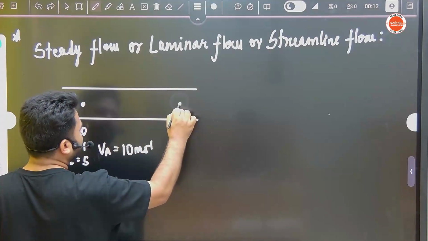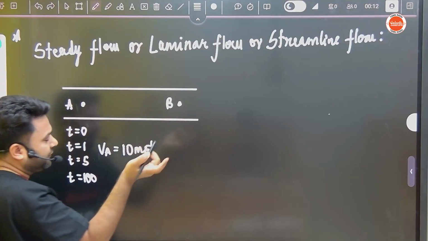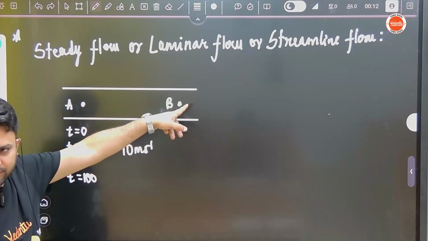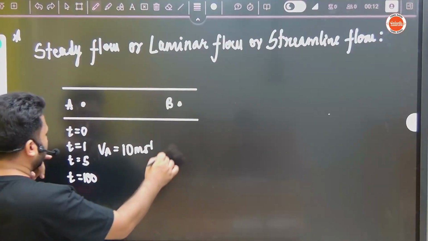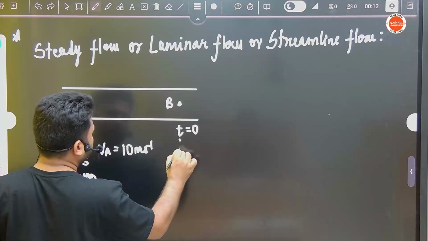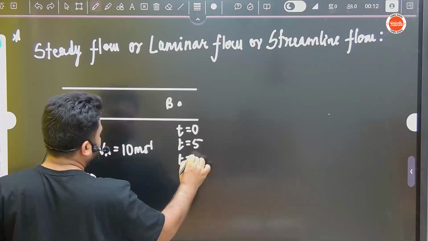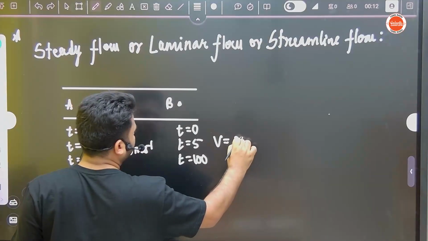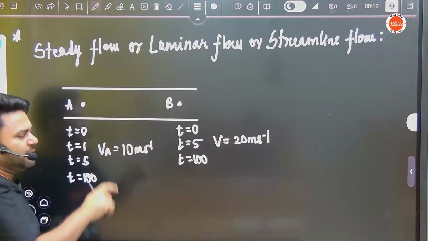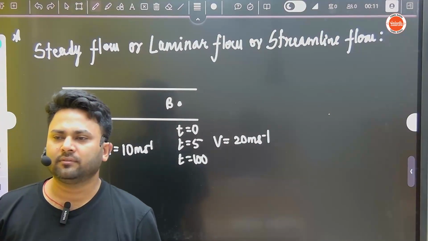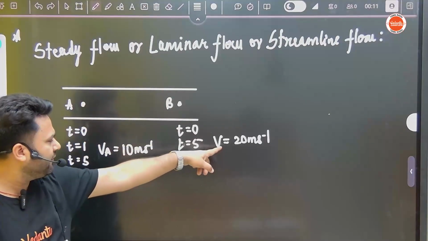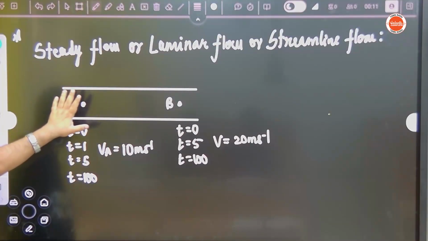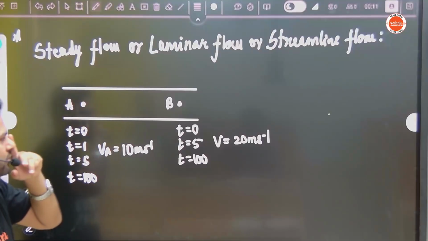Here velocity can change at different points. Different points may have different velocities. Suppose this velocity is 20 meters per second. At t equals 0, at t equals 5 seconds, at t equals 100 seconds, the velocity has to remain constant at 20 meters per second. So two different points may have different velocities: this is 10, this is 20. But with respect to time, their velocity will not change. This is called streamline flow.